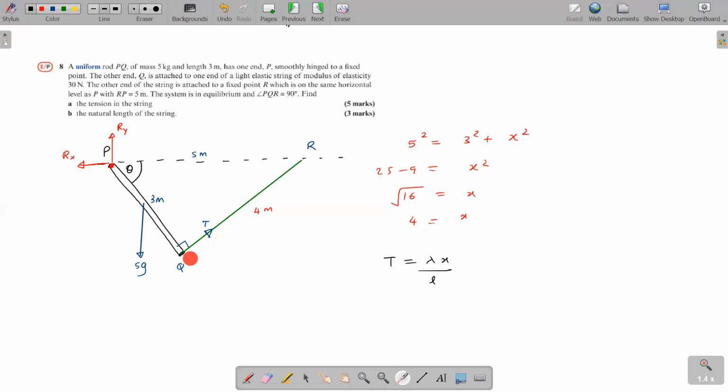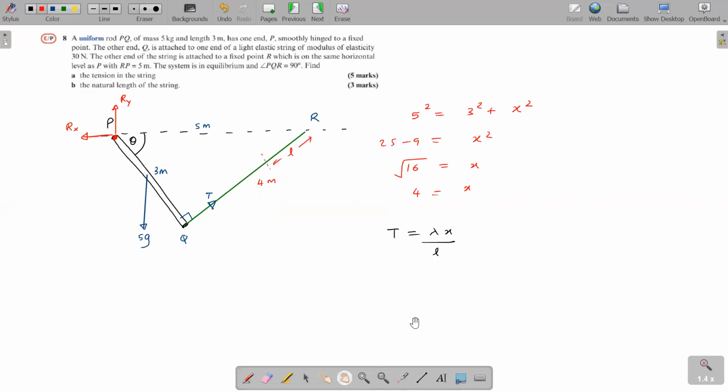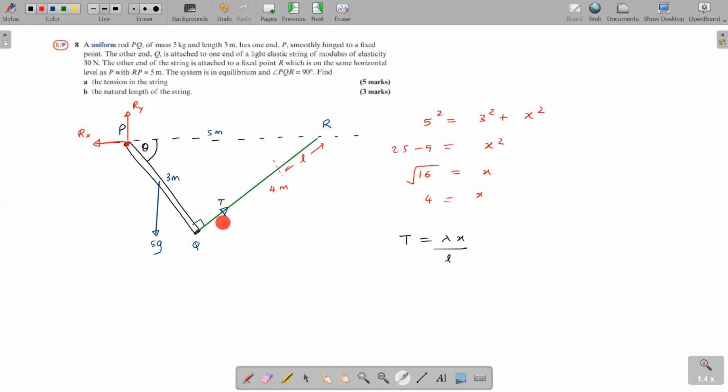No, we know the full length. We know the natural length plus the extension. But we don't know each of these two values individually. So tension T equals lambda x over L, you cannot use it in part A. So to do part A, you will have to use some of the tricks you have learned in M1 and M2. To find tension, we can consider either moments, or we can go with vertical equilibrium or horizontal equilibrium.